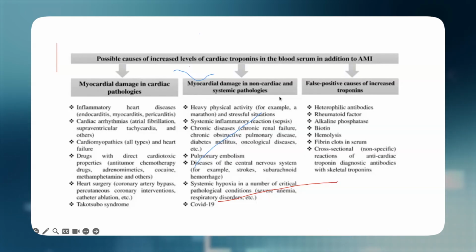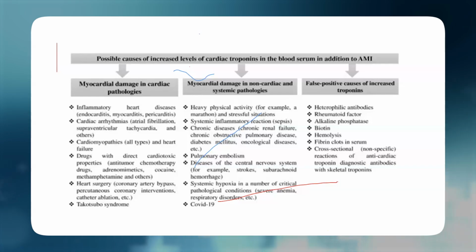Myocardial damage in non-cardiac or systemic pathologies includes heavy physical activity like a marathon or stressful situations, and systemic inflammatory reaction like sepsis. This is a very common call we get for cardiology referral from ICUs: this patient has high troponin, so this patient has myocardial infarction. It's not true. In sepsis and multi-organ failure, especially in chronic renal failure, troponin will be high.